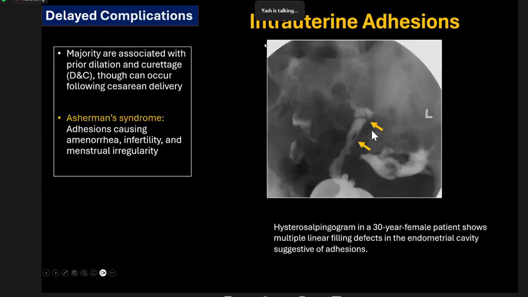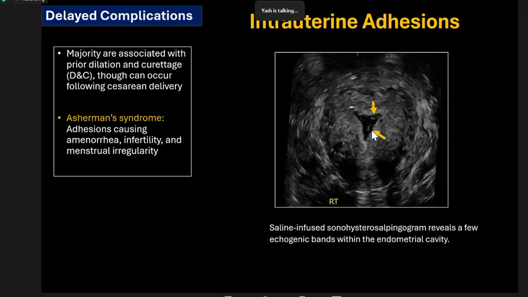Another complication can be adhesions. Adhesions can be inside the uterus in the endometrium, or adhesions can be outside with the anterior abdominal wall. So we'll talk first about the intrauterine adhesions, something we call Asherman. And one of the great modalities to detect that is HSG, hysterosalpingogram. So we see multiple filling defects in the uterine or endometrial cavity, and these are nothing but adhesions. In a different patient, we did saline-infused sonohysterosalpingogram, and we see echogenic bands, again, Asherman.